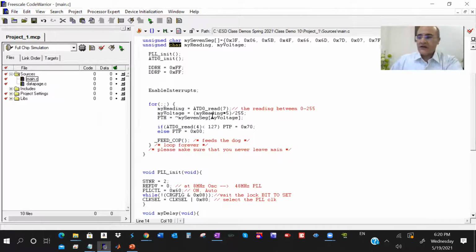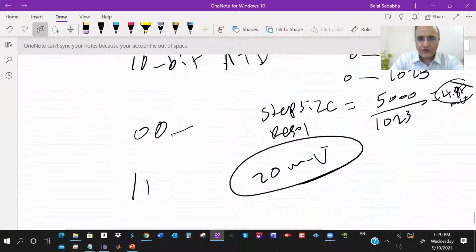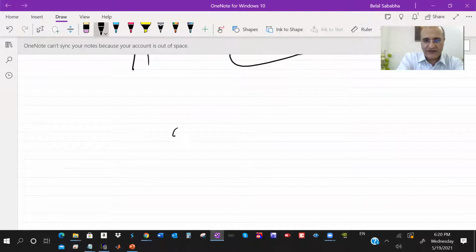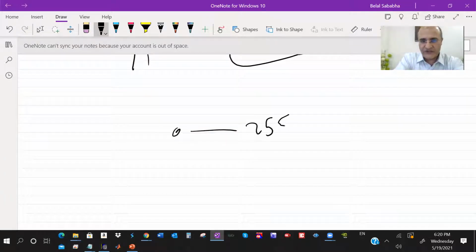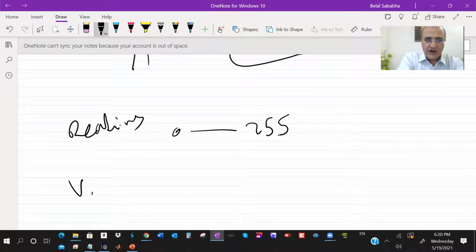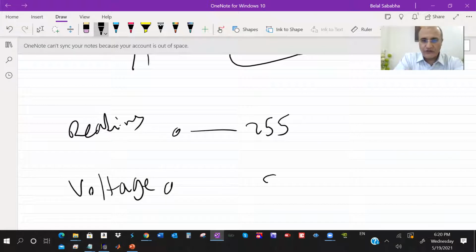Okay. And we said this number we're going to convert to voltage from 0 to 5 and display it on the 7-segment display. So what did I do? I'm going to take the number, my reading. How do I convert a number from 0 to 255 to 0 to 5? I have a number from 0 to 255. This is my reading. It corresponds to voltage from 0 to 5. How do I convert this reading?